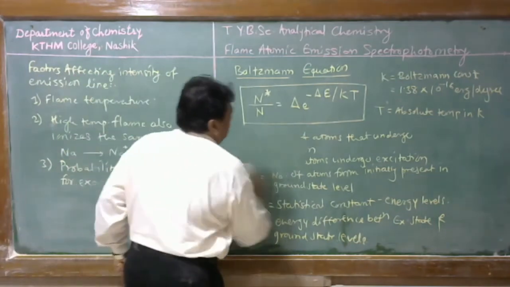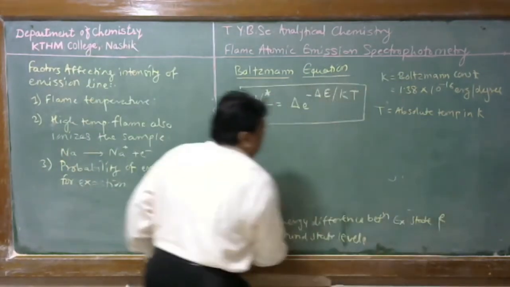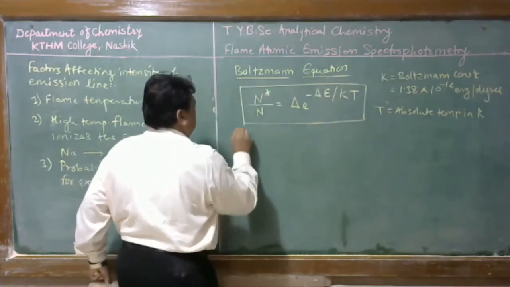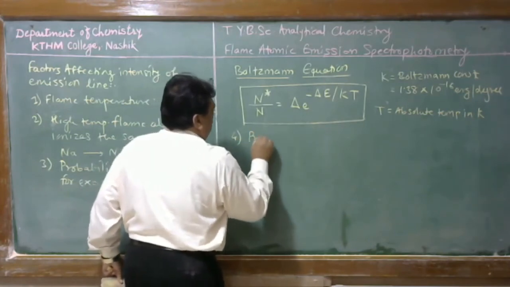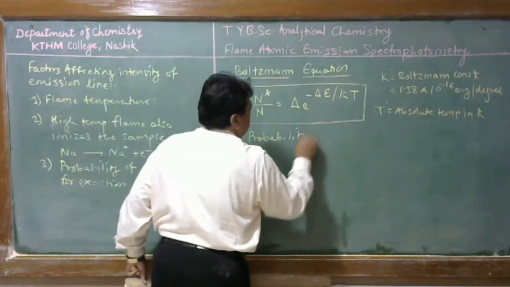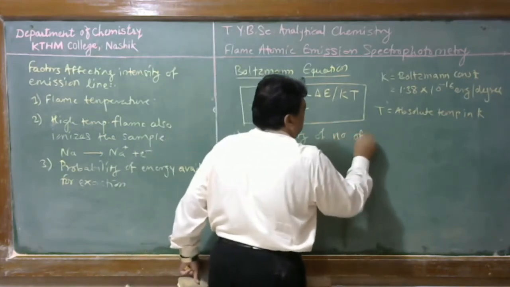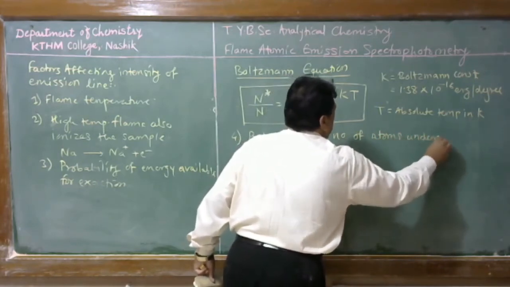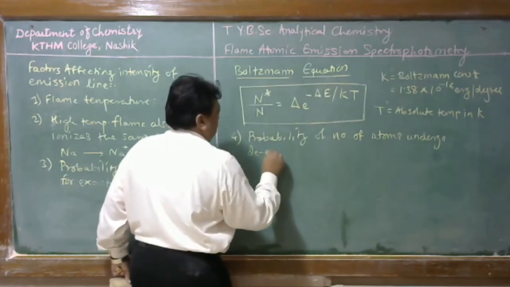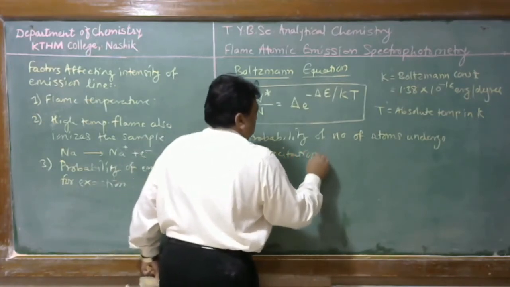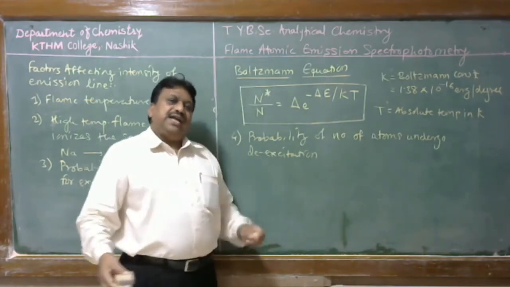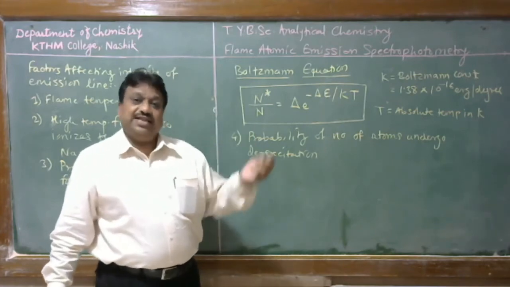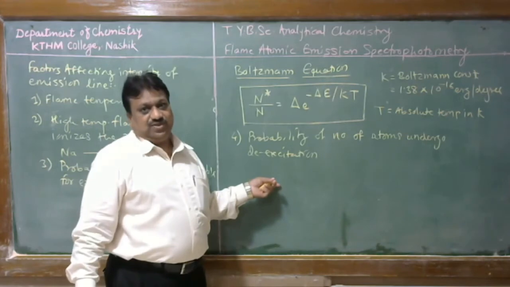Similarly, the next factor that determines the intensity of the resonance line is the probability of the number of atoms that undergo de-excitation. If the flame supplies energy and the atom undergoes excitation, but before emission those atoms get lost in the atmosphere, then the emission intensity also decreases.